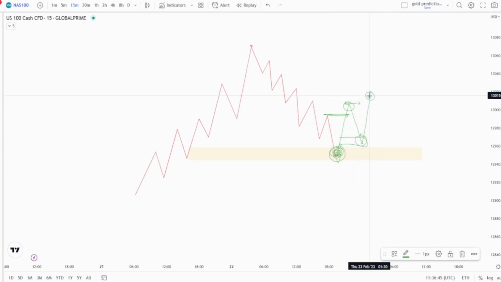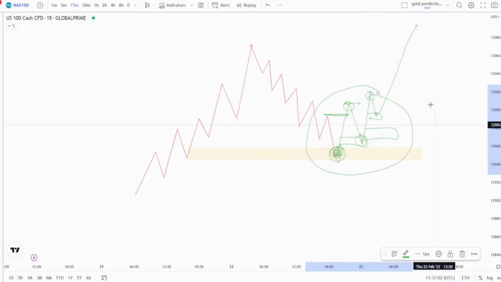And on that, you can wait for the secondary pullback, whether it's just to the POI that broke this structure, whether it's to the extreme. You'll have to wait and see what price delivers to you. But it is much more probable that you are going to see more bullish movements out of these areas if you wait for your order flow to change.